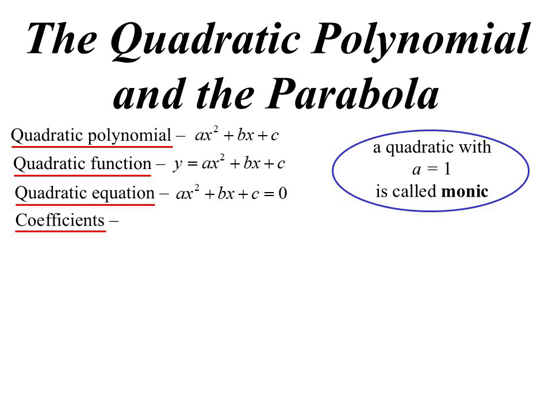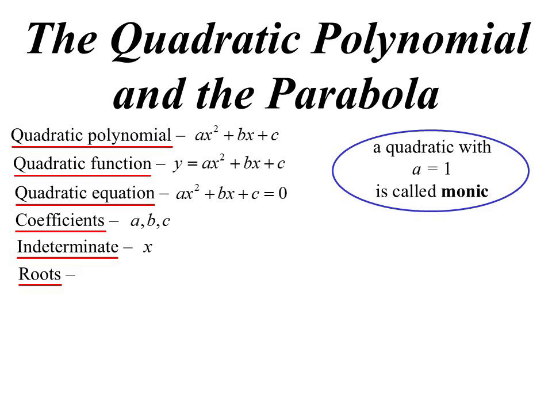Coefficients. Well, just for the sake of definition, a, b and c are the coefficients. Indeterminate. You hardly ever hear the phrase used anymore, but it's actually the x value. It's another name for the x value, indeterminate.